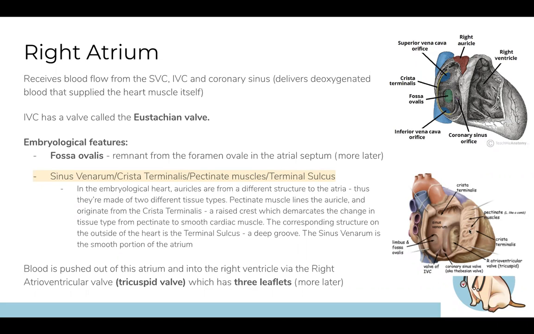So the pectinate muscles are the opposite of the sinus venarum. Pectinate muscles are ridged, sinus venarum is smooth, and then the terminal sulcus and the crista terminalis are essentially the same thing, just on the inside and the outside of the heart. These are all very confusing words, completely understand. But the anatomy tutors can be pretty picky and ask you tricky questions. So it's useful to have that knowledge.